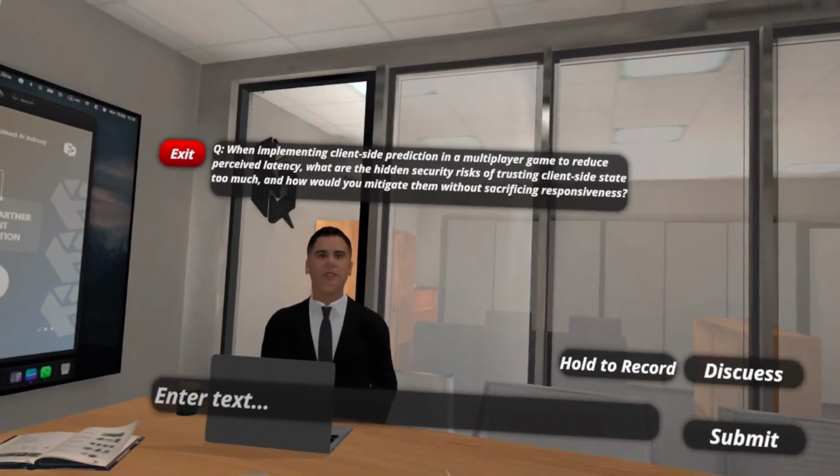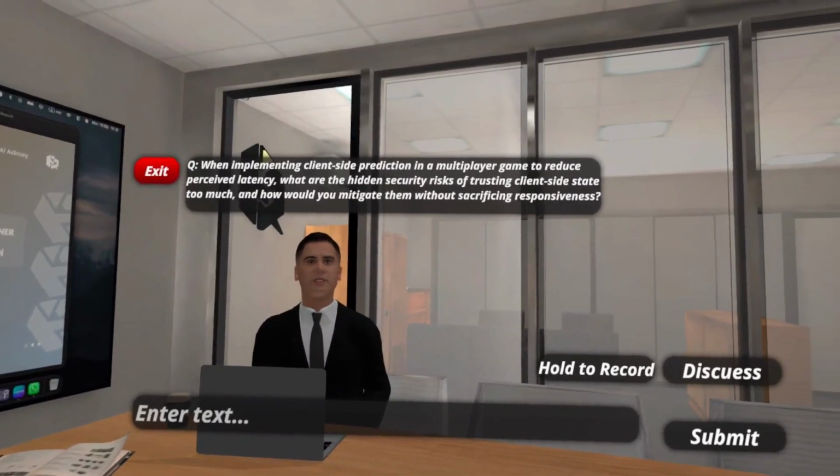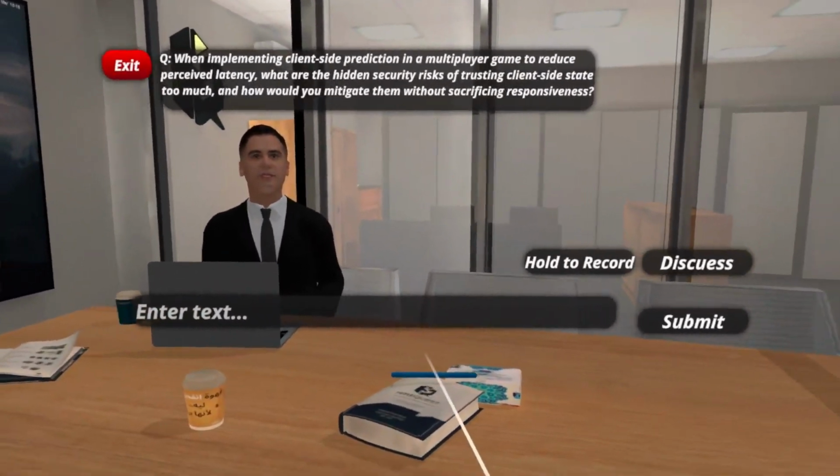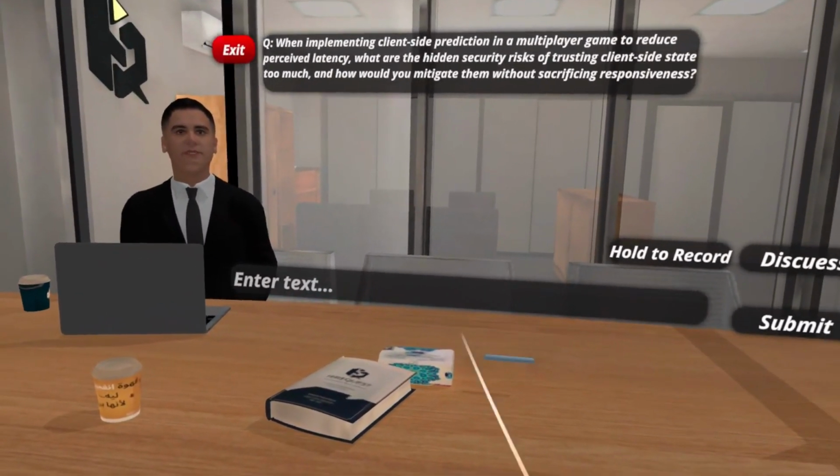When implementing client-side prediction in a multiplayer game to reduce perceived latency, what are the hidden security risks of trusting client-side state too much, and how would you mitigate them without sacrificing responsiveness?